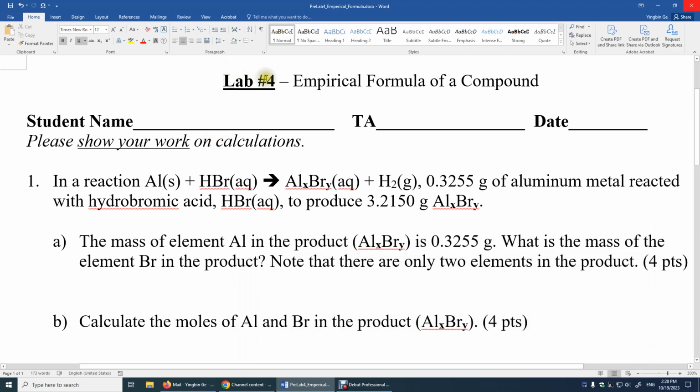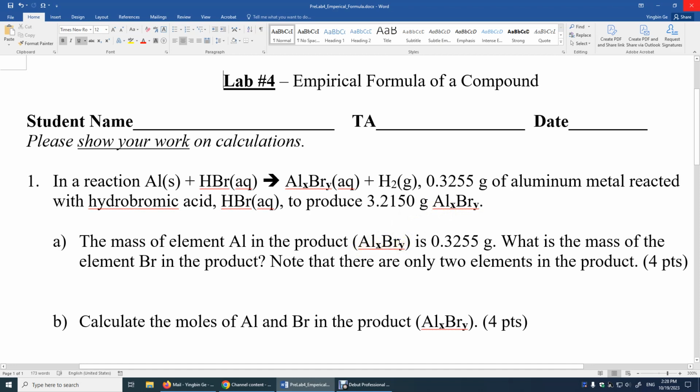This is Prelab number 4, empirical formula of a compound. Let's look at question 1. In this reaction, we have 0.3255 grams of aluminum reacting with hydrobromic acid to produce 3.2150 grams of aluminum bromide.